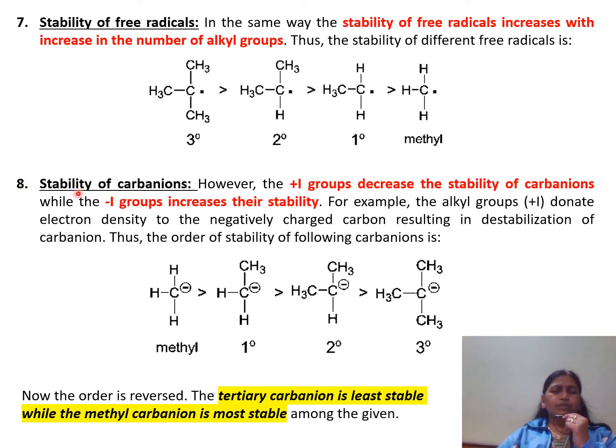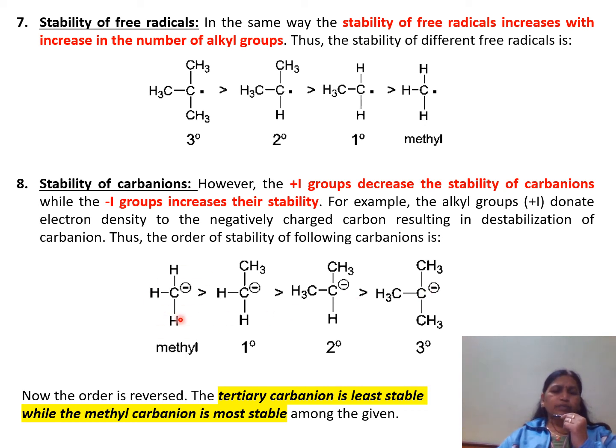Next is the stability of carbanion. It is just the reverse of carbonium ion, because here it is the negative charge. So the groups which will reduce the negative charge on the carbon atom will stabilize it. These are the three methyl groups, so these show plus I effect. The plus I effect will increase the electron density at the carbon atom. So when they increase the electron density, the negative charge, that will destabilize the carbon atom.